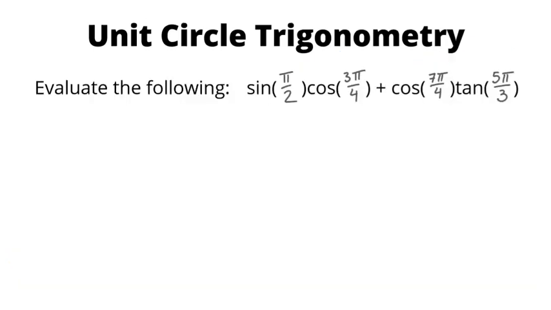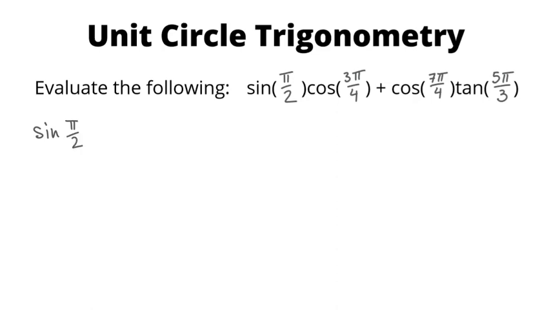So say you're given the following expression and you want to evaluate it. In order to evaluate this expression, you need to first determine each ratio given the special angles, multiply them, and then find the sum of the products. So let's find each ratio. Sine of pi over 2.